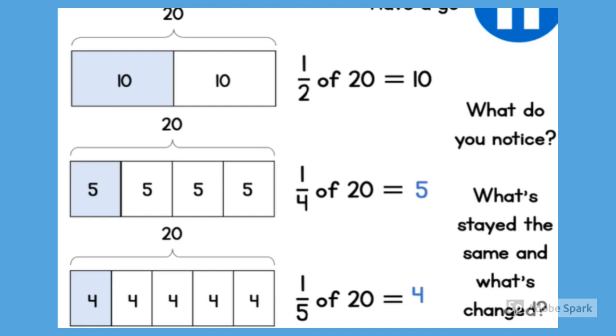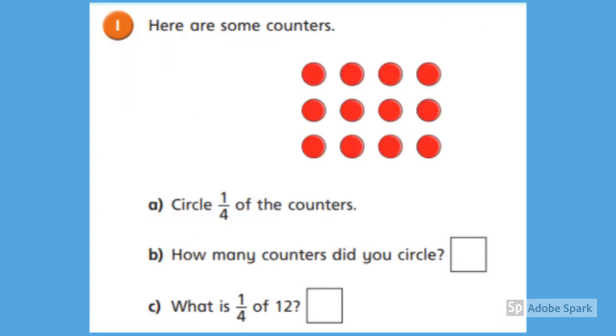Let's check your answers. 1/4 of 20 was equal to 5. The bar model has been split into 4 equal parts. 1/5 of 20 equals 4. The bar model had been split into 5 equal parts. What stayed the same was the bar model was equal to 20. What changed was the bar model was split into different parts.